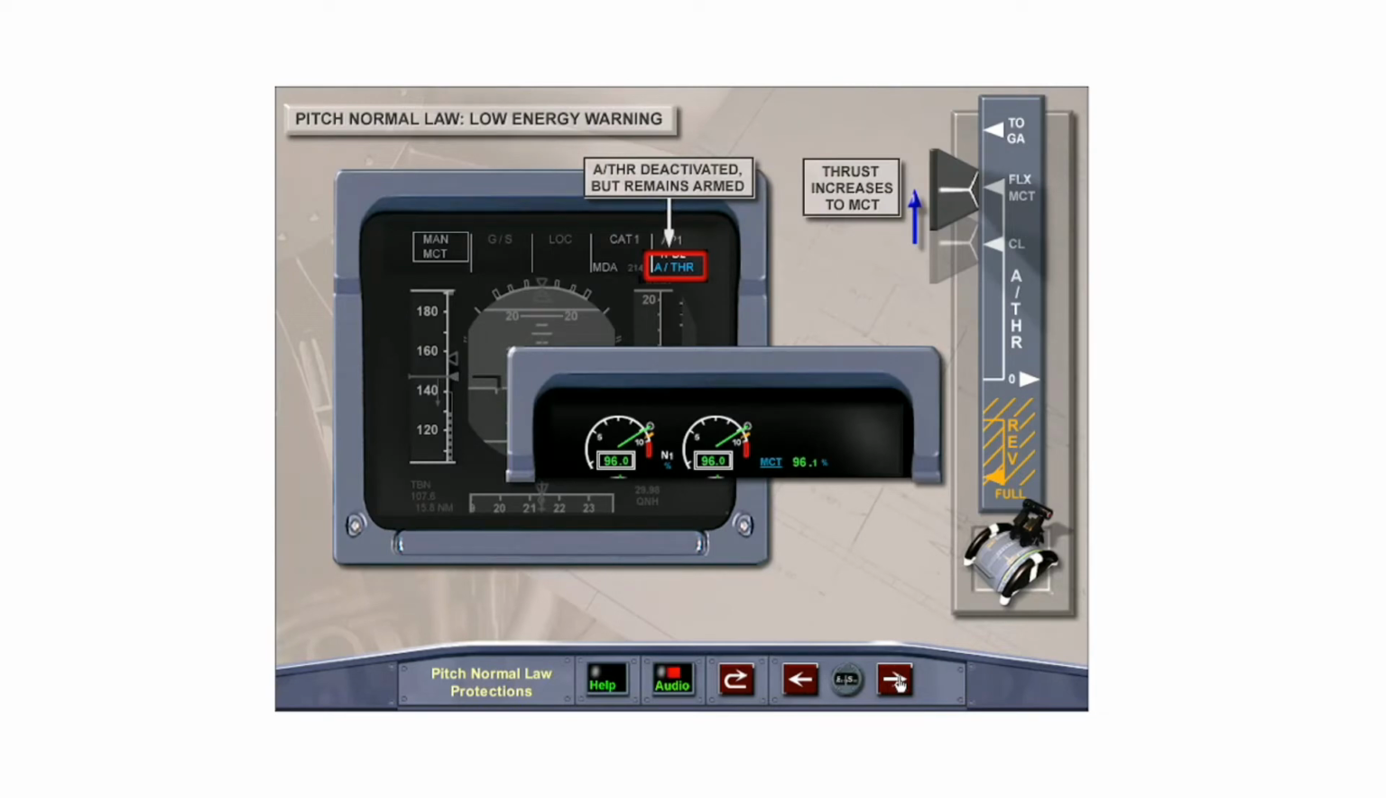Moving the thrust levers forward of the climb detent up to the MCT detent will allow the thrust to increase in order to recover small decreases in speed. This action deactivates the auto thrust, although it remains armed, and gives an immediate burst of power. Once the speed is recovered, bringing the thrust levers back to the climb detent will reactivate the auto thrust. If necessary, move the thrust levers to the TOGA position to initiate a go-around.